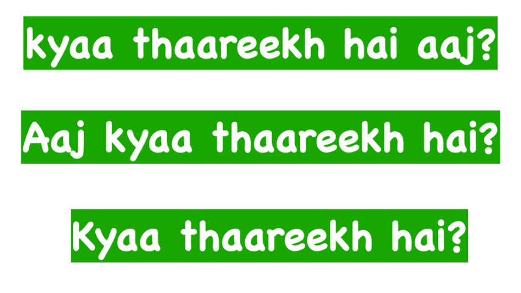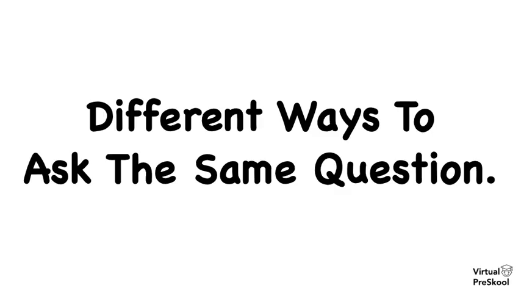But which one's the best one to use? The middle one. Aaj kya tareekh hai? This is the one you're going to hear people using the most. After this one, in terms of rank, would be the third one. Kya tareekh hai would be the next one that people would use the most. The first one, kya tareekh hai aaj, is not going to be used as often. But again, you can use all three of them. They're all grammatically correct, and people will understand what you're asking.